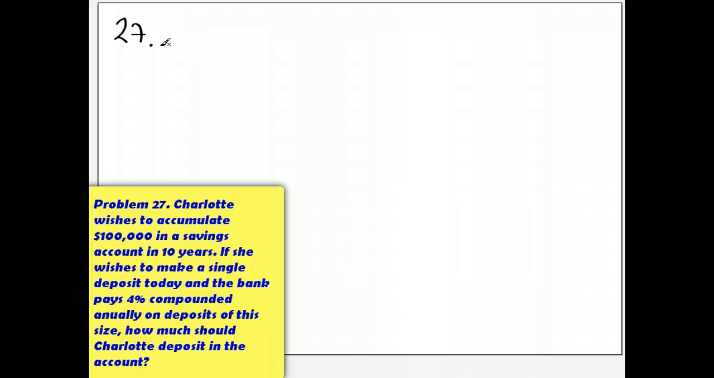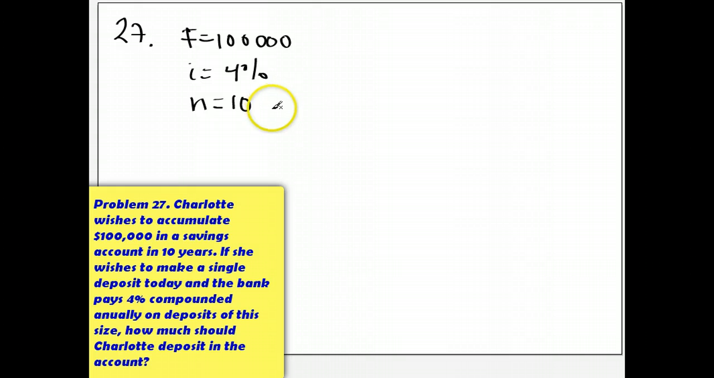Okay, so from the problem statement we can gather a few facts. She wants to have in the future $100,000. The interest rate that the bank is paying is 4% per period, and the number of periods that she's willing to wait to collect those $100,000 is 10 years. So the question is, how much should be deposited today? That is, how much should be deposited in the present?